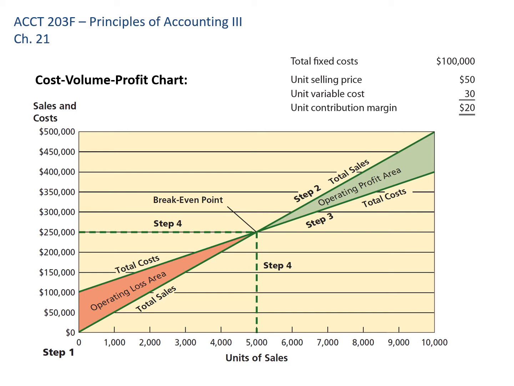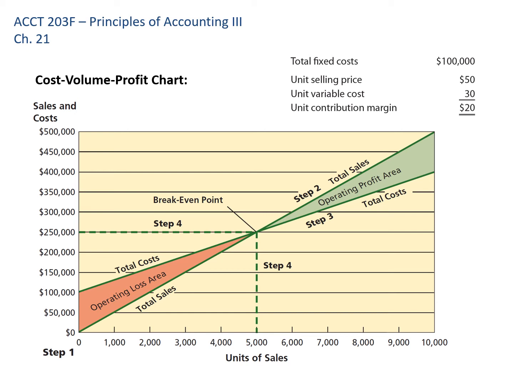So I can draw a line between the $100,000 point on the y-axis and 400,000 for my total cost on the far right side. And I can see where those two lines intersect. That's where total sales equal total cost. That happens at 5,000 units.